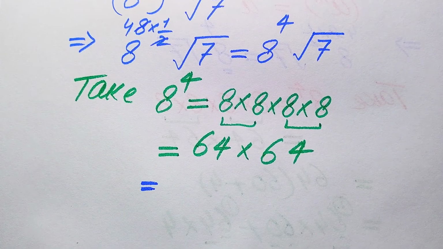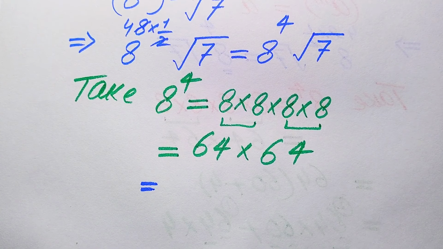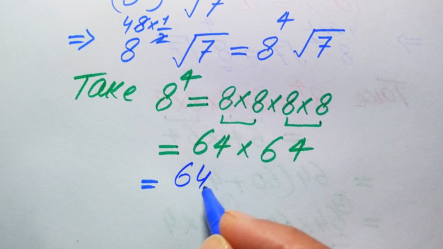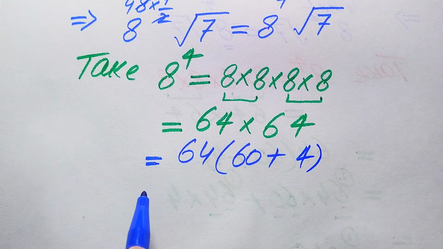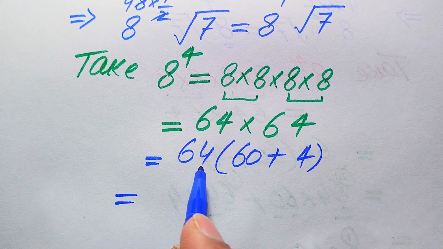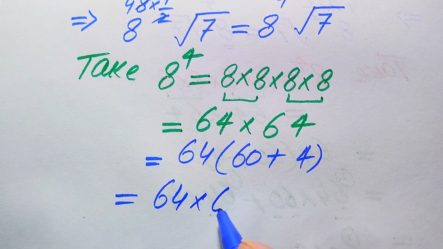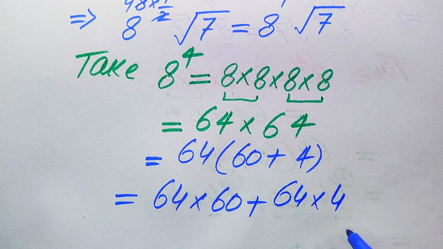Now I can give you a nice multiplication technique in which you can easily multiply bigger numbers without using a calculator or long calculations. We break 64 into the form of 60 plus 4 and multiply 64 separately with both of these values. First we multiply 64 with 60, and then we multiply 64 with 4.